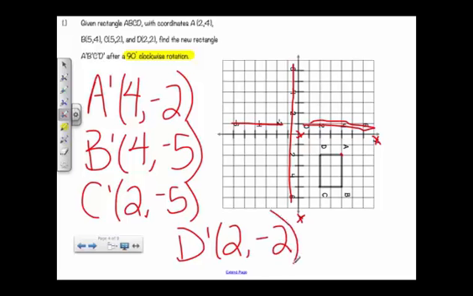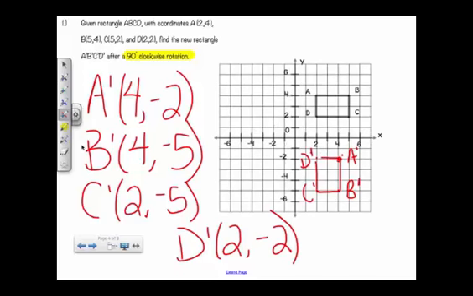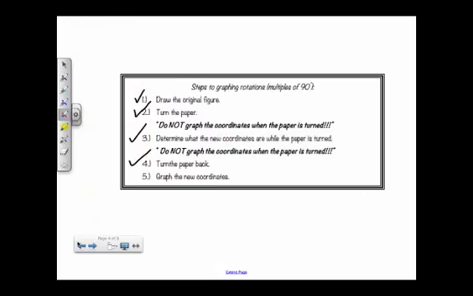Okay, hopefully you understood that. If you didn't, I suggest that you rewind this a little bit and re-watch it so you can make sure you get it, because this is really important to make sure that you understand. Notice how I did not do any graphing at all while my paper was turned. So go ahead and look back at the list of steps. Step number 5 says to graph the new coordinates. So we have officially completed our rotation of 90 degrees clockwise.